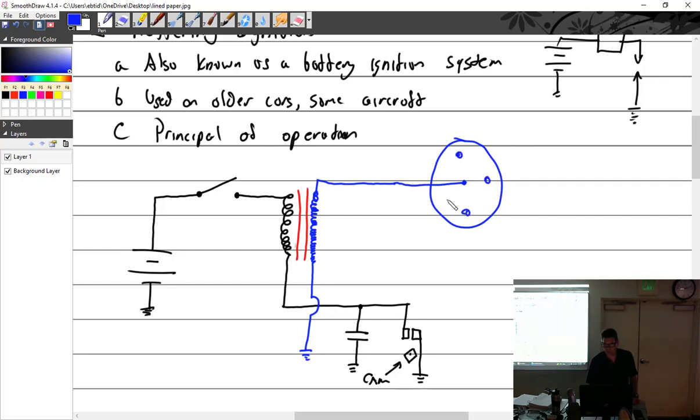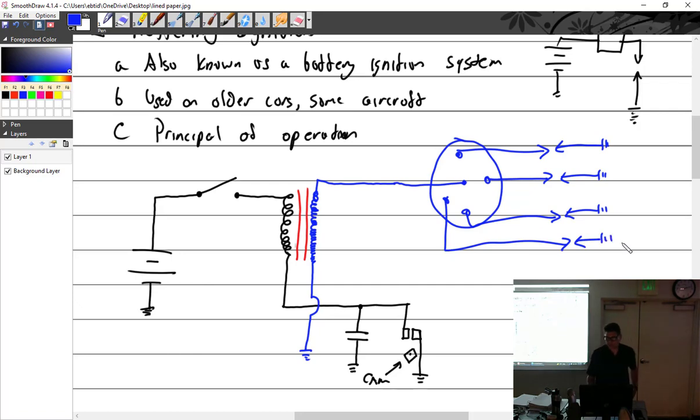We'll just make it a 4-cylinder. 1, 2, 3, 4. Put some spark plugs on here. All right, so the blue would be my secondary circuit. So you have a primary and the secondary. And the way this works is we have a switch, which is open, which means it is in the OFF position.